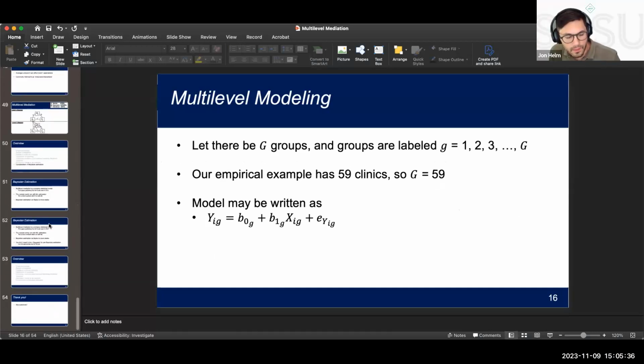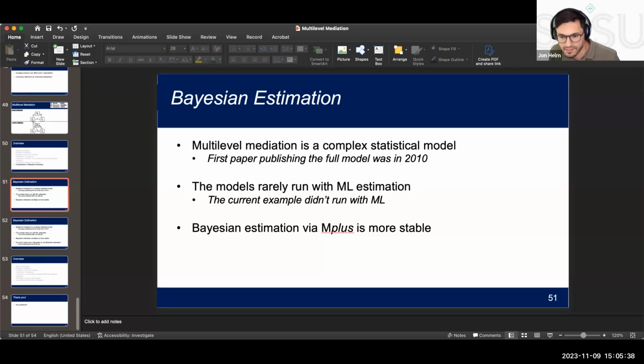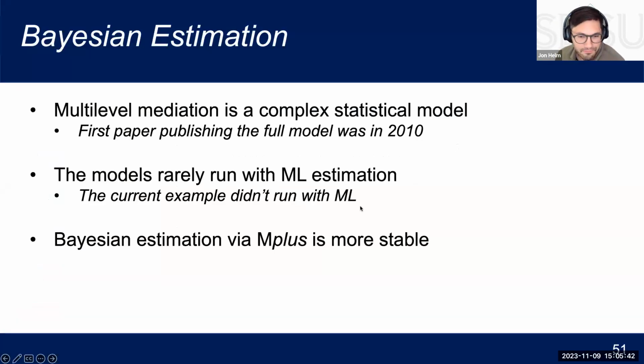So, yeah, I'm actually really glad you asked this, because this is actually the part that I like talking about the most. So thank you for that. So the multi-level mediation is a really complex statistical model, right? The first paper that actually estimated that full model was in 2010, which is pretty recent. A lot of the stuff that we use, ANOVA, regression, has been around since the 20s and 30s. So this is pretty new stuff.